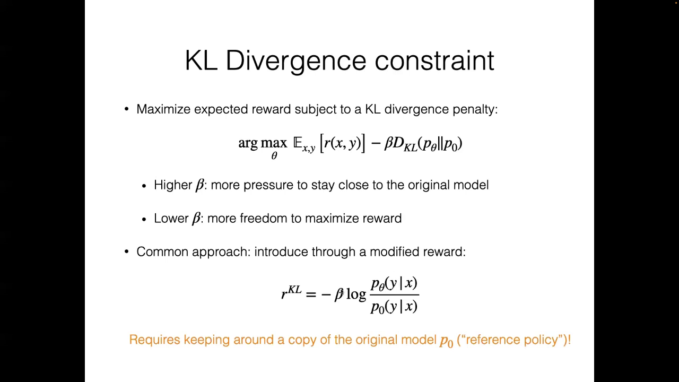So I'll actually show on the next slide how this relates to the KL divergence. But one practical thing is that in order to compute this, you have to keep a copy of your original model. And this can actually be a big deal because this is a language model and it could be very large. And so this makes the training more expensive because you have to keep the original model and you actually have to do a forward pass with it to get this number right here.